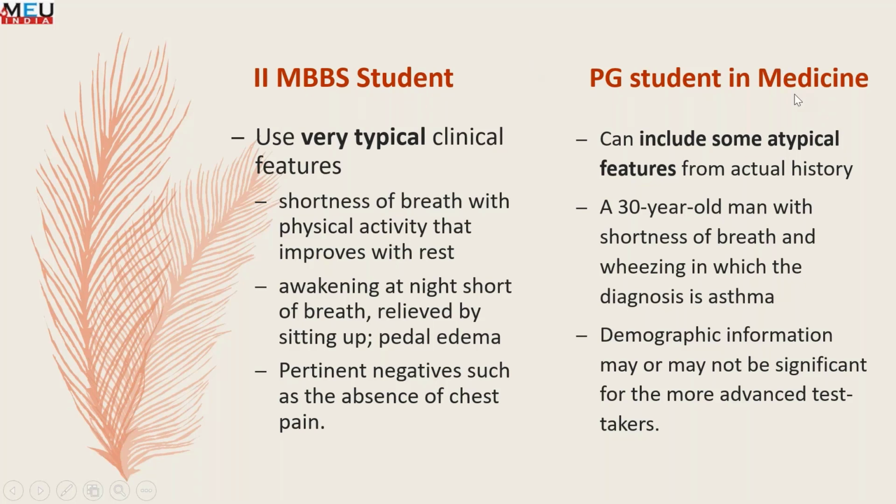In a postgraduate student, where I will expect them to handle complex and atypical questions and scenarios, I will include some atypical features from the actual history. So depending on the level, even if I'm talking of shortness of breath, I can add in wheeze, which means the patient already has a diagnosis of asthma and has now got heart failure. So I can include more complicated cases for a senior student, but for an undergraduate, I will keep the scenario as clean and as less confusing as possible.